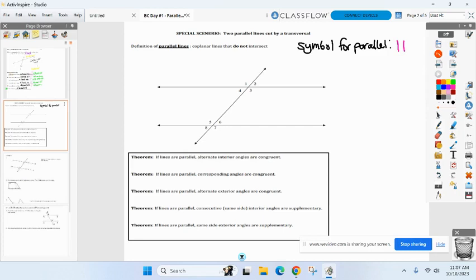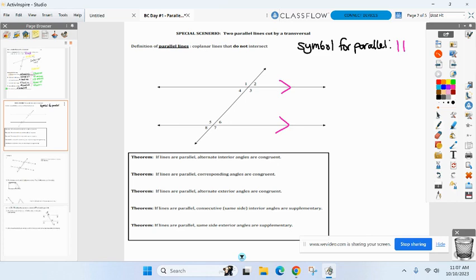Now, how do you show on a diagram that they're parallel? Because if 2 segments are congruent, we have hash marks. 2 angles are congruent, we have arc marks. How do I show on a diagram my lines are parallel? Arrows. Arrows on the lines that are parallel. So you will see that going forward. That represents the lines are parallel.